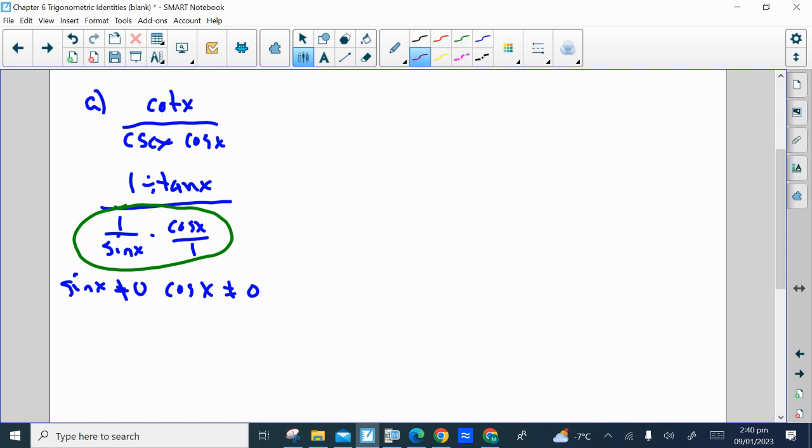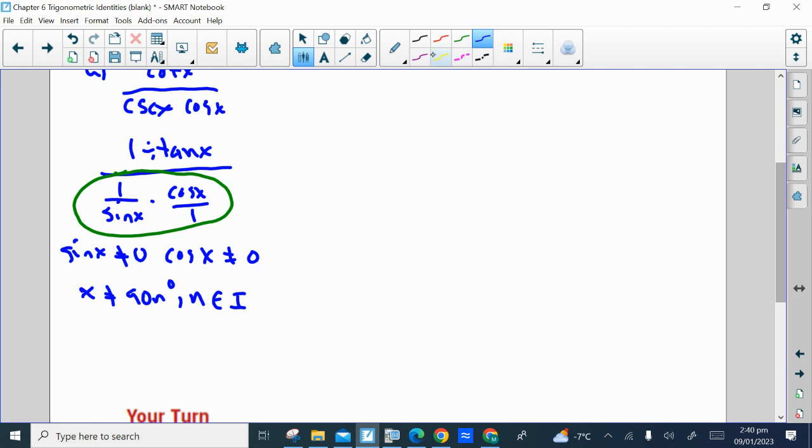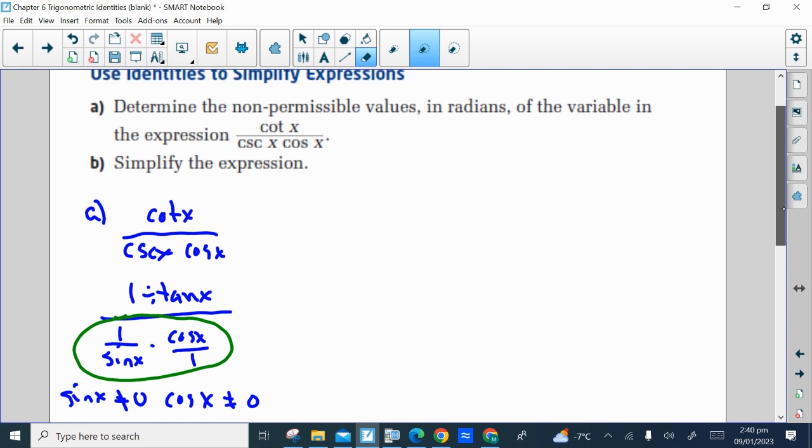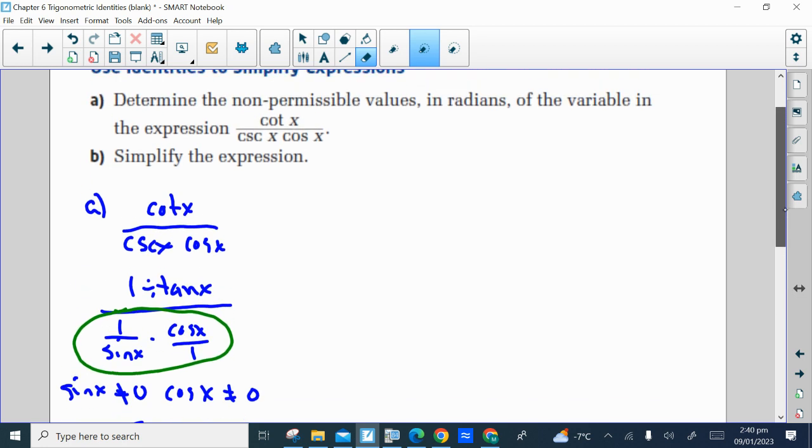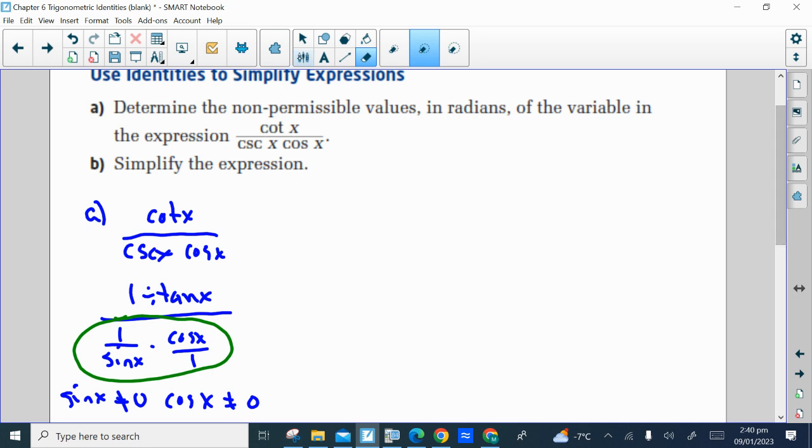And as we've seen, when this happens, x cannot equal every multiple of 90 degrees. And that comes directly from the unit circle. Now, it does say in radians, doesn't it? So instead of 90 degrees, it'll be pi on 2 n, and no degrees because it's radians. Right? So then next it says to simplify this. All right, so this is part B, simplify it.